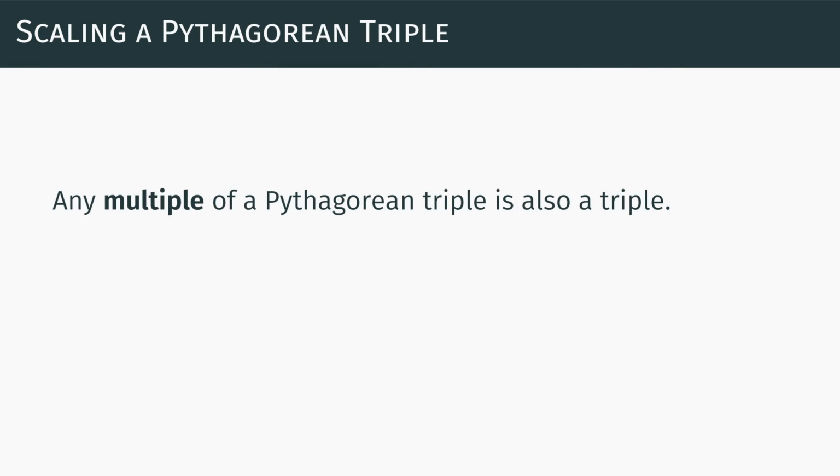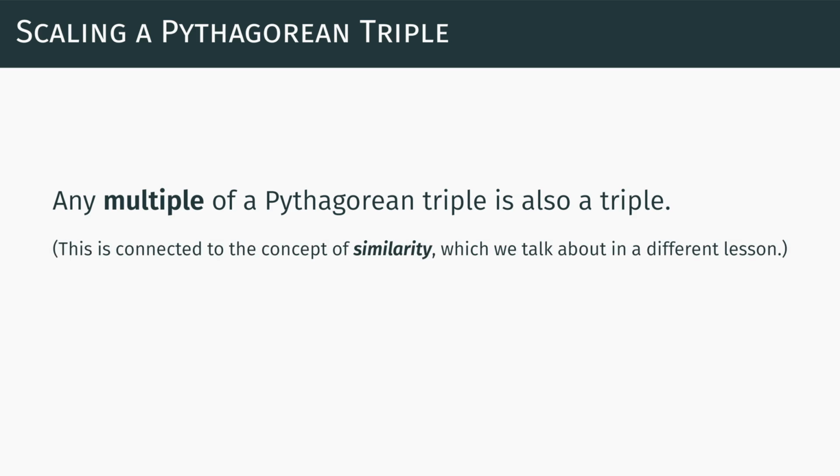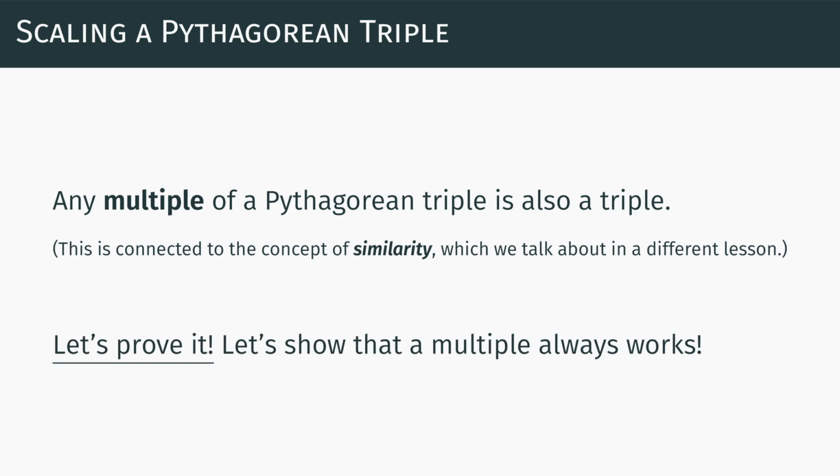So we talked earlier about how multiples of Pythagorean triples are also Pythagorean triples, and it turns out this is always the case. If you have a Pythagorean triple, then any multiple of it is also going to produce a Pythagorean triple. Now this idea is connected to the concept of similarity, which we talk about in a different lesson. If you're interested in getting a gut understanding, a gut feeling for where this is coming from, why this has to be the case, I'd recommend checking out that lesson on similarity. It's pretty interesting. But let's actually go and prove this through algebra, that if you scale a Pythagorean triple with some factor, your multiple always has to be another Pythagorean triple.